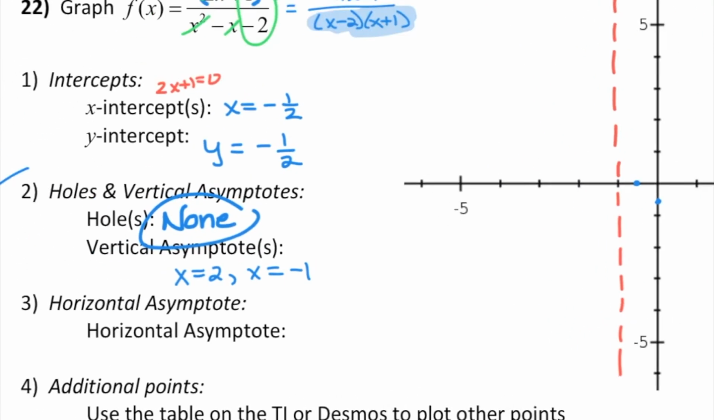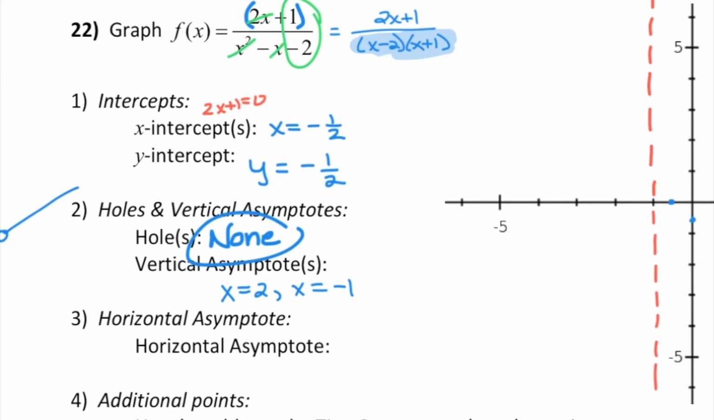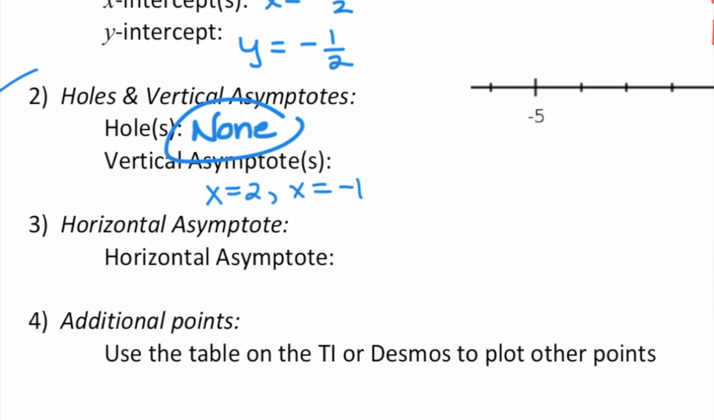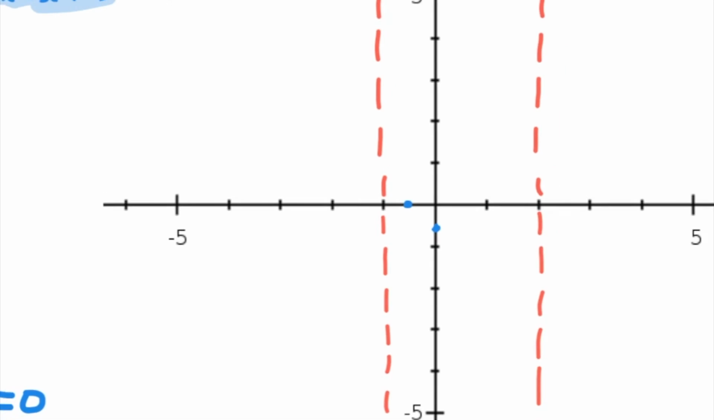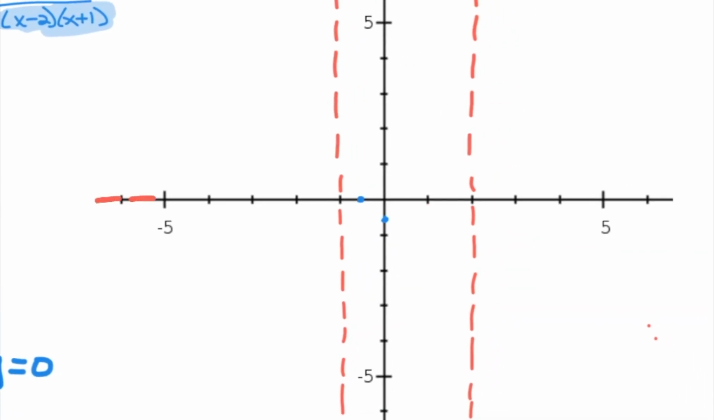And my horizontal asymptote, because the degree of the numerator is 1 and the degree of the denominator is 2, my horizontal asymptote then is automatically going to be y equals 0. So go ahead and draw in the horizontal asymptote. Actually draw it right on top of that x-axis. So I'm going to have to go back and put in my x-intercept.